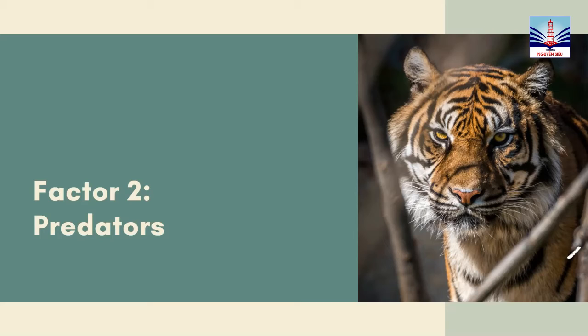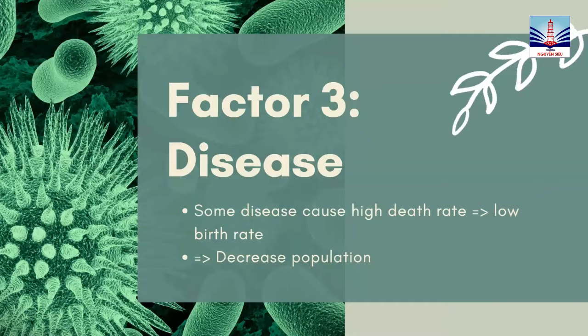And then the third factor will be disease. As you guys can know, some diseases cause a high death rate and a low birth rate, and that will decrease the population. For example, the pandemic we are experiencing right now, that's a disease.